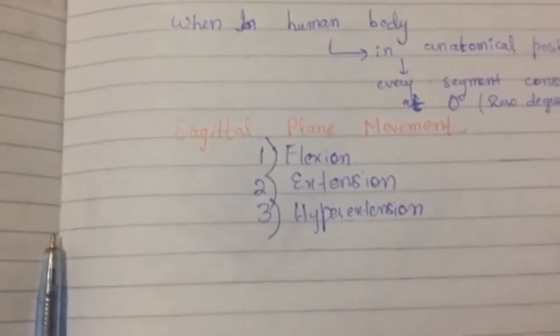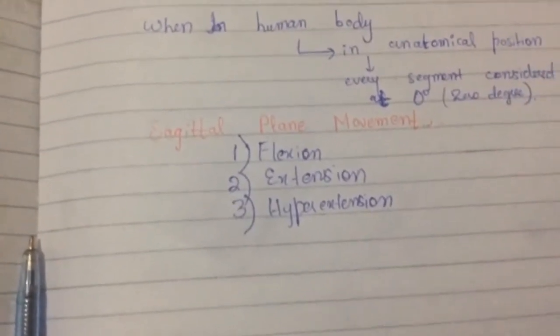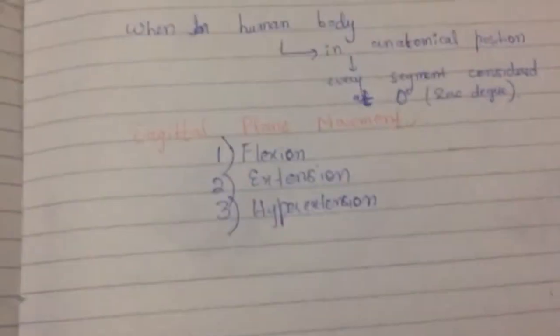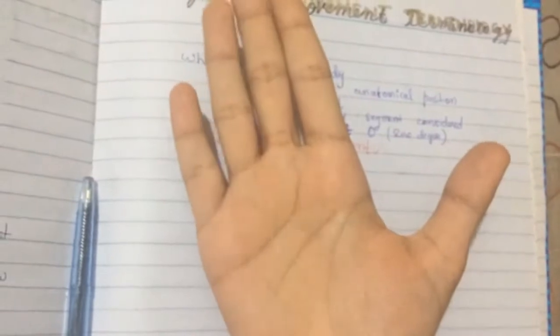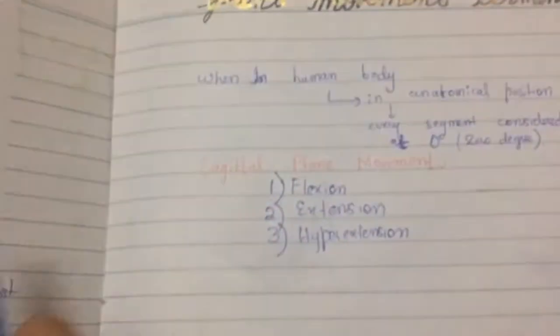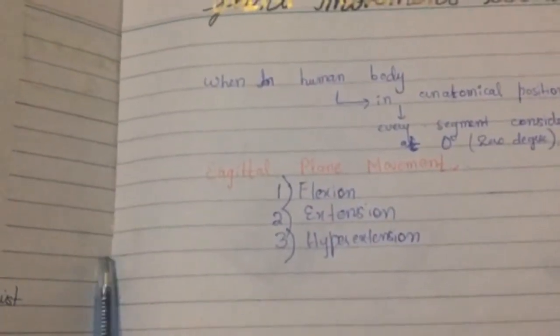And if we move the joint beyond the limit, beyond the anatomical position in the opposite direction, this is called hyperextension. So this is called flexion of the hand, and this is called extension of the hand. If we move back to the anatomical position, as we know, the palm is facing forward, so this is like that.